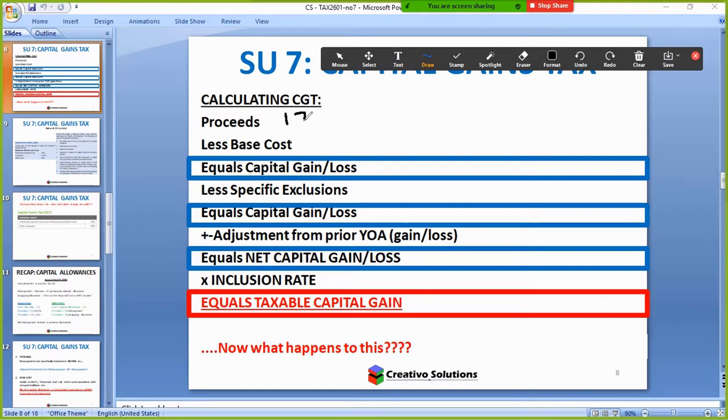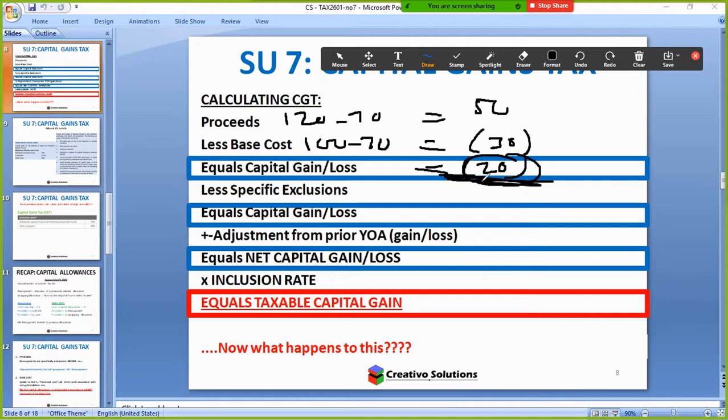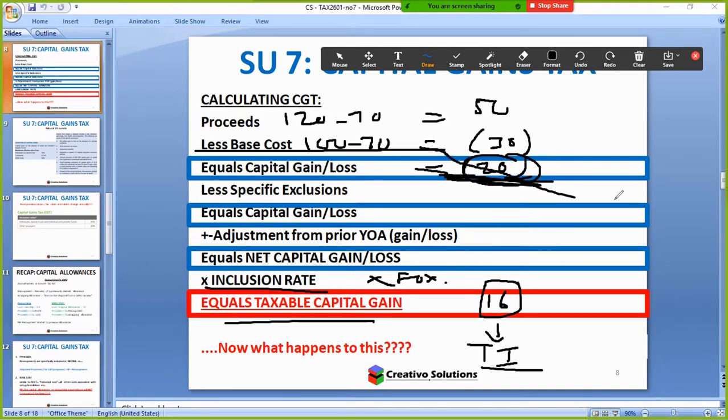Okay, so the adjusted proceeds would have been 120 minus 70. The base cost would have been 100 minus 70. This would have been 50 minus 30. So the gain would be 20. Do you see that? Yes. Okay, that's how you do the working. And then obviously take all the other things into consideration. Maybe use the inclusion rate times 80% gives you 16. So 16 will be included as the taxable capital gain in the taxable income calculation. Does that make sense? Yes. Okay, so this example is only showing you this bit at the top, not anything at the bottom.